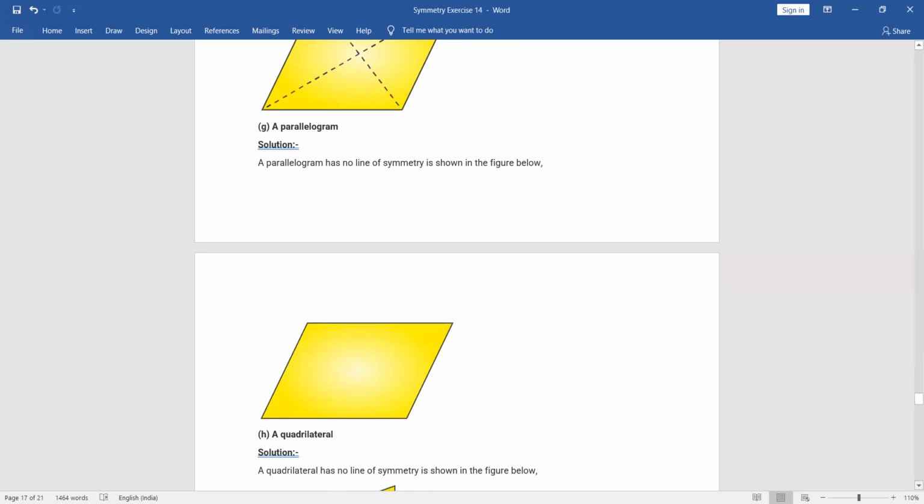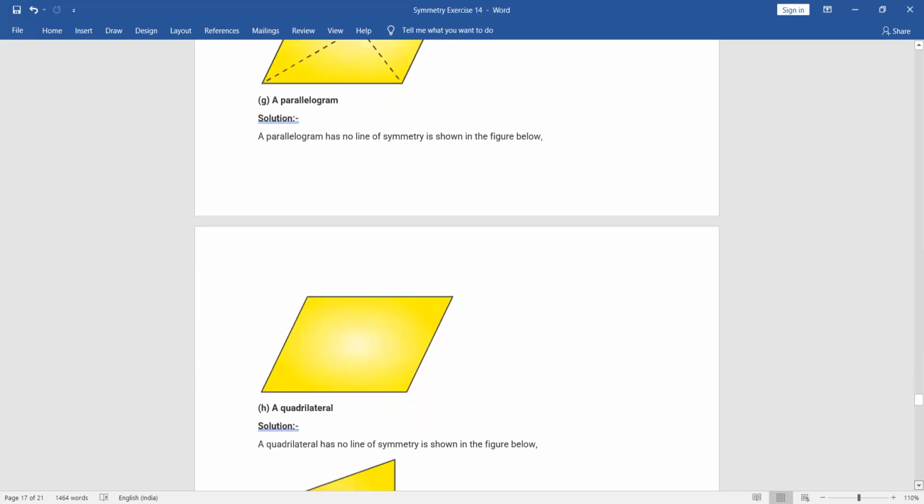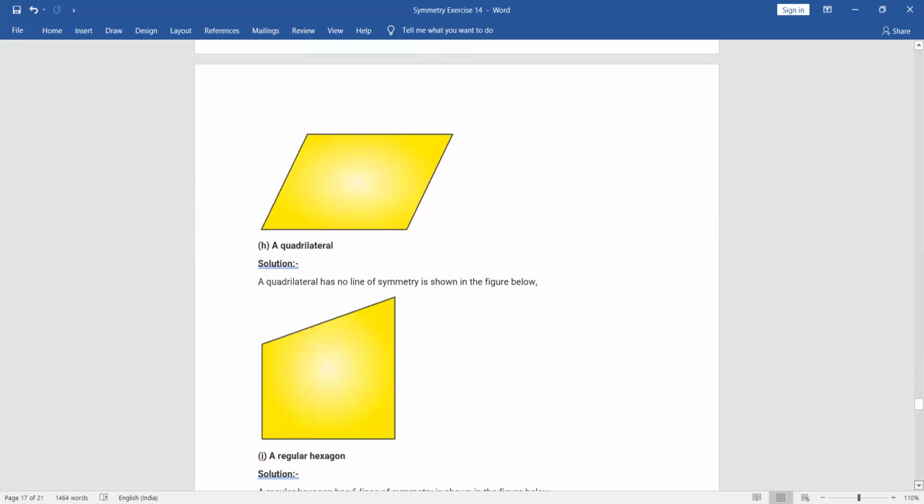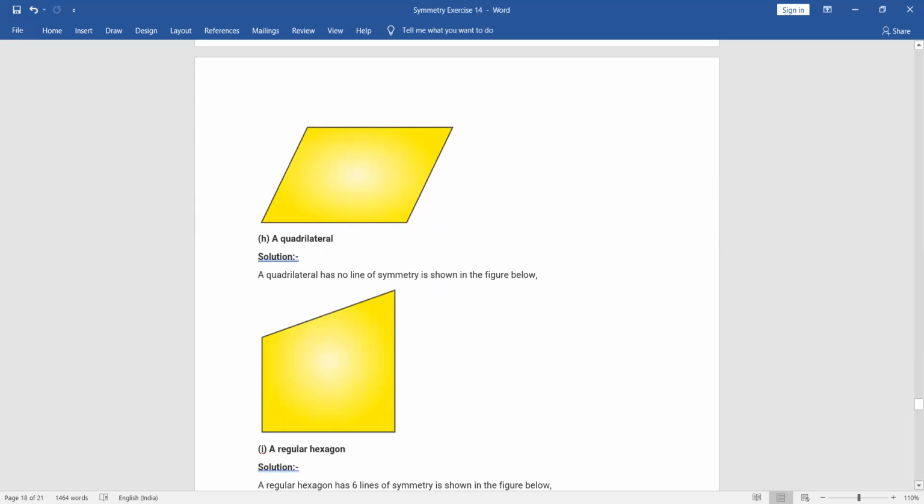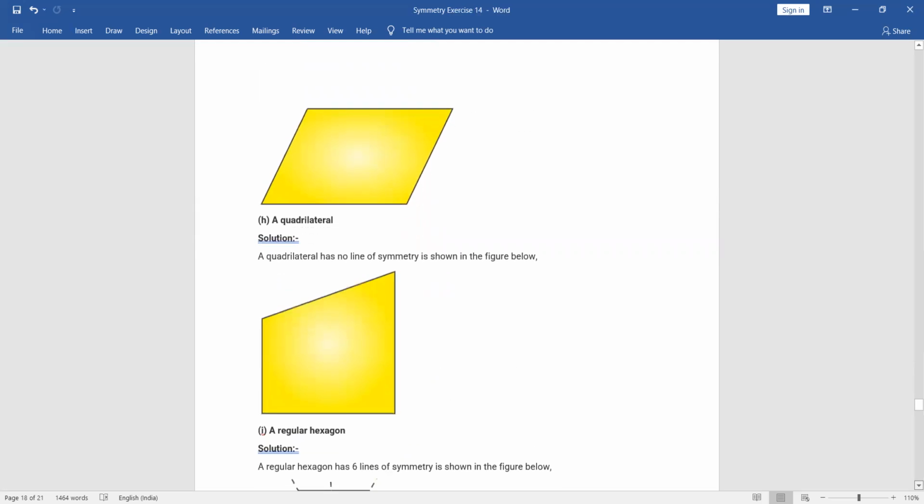When you see the figures, they look the same, but no. A rhombus is also a parallelogram, but in a rhombus all sides are equal. That's why we are getting 2 lines of symmetry. But in a parallelogram only opposite sides are equal. Okay, so no line of symmetry. Quadrilateral is any closed figure made up of 4 lines. So in a quadrilateral, no line of symmetry.